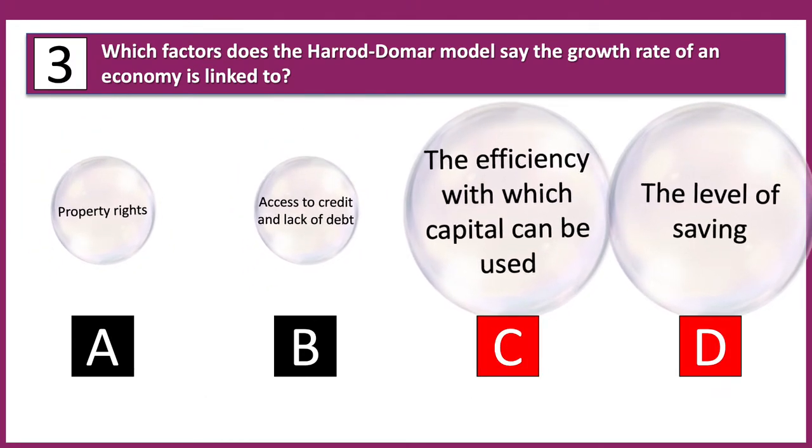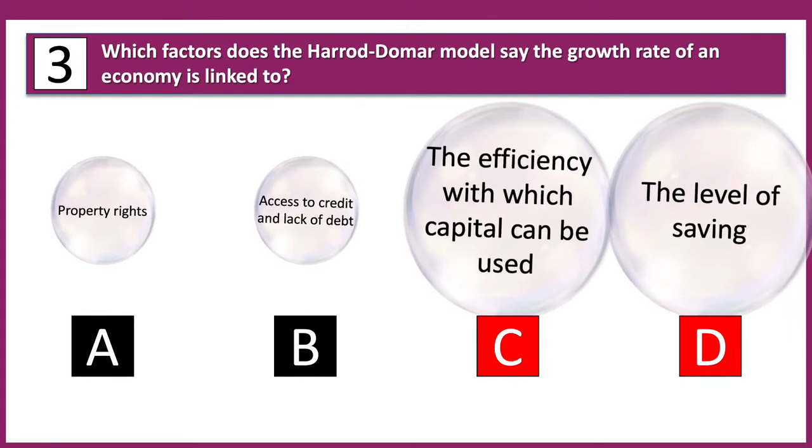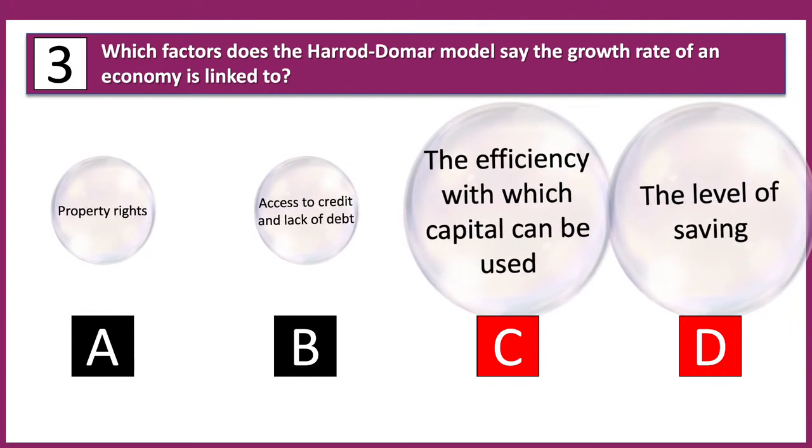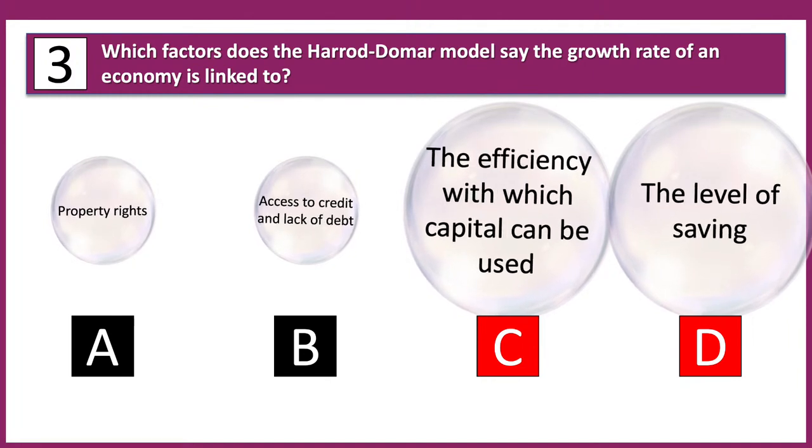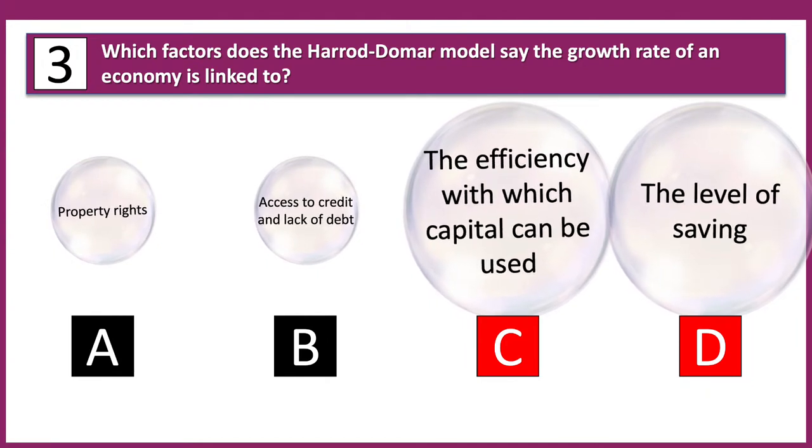And we've got C and D. So the Harrod-Domar model stresses the importance of savings and investment for long-term growth. It says that the rate of an economy's growth depends on the level of savings, so that's D, and the productivity of capital or the capital to output ratio, which is really saying the efficiency with which capital can be used.